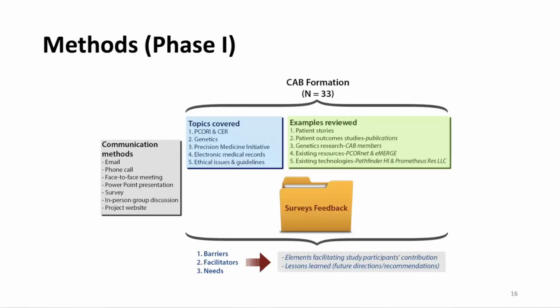First, we formed a community advisory board. We used a variety of communication methods for feedback collection. We shared information about different topics, including outcomes research, genetics, precision medicine, electronic health records, and ethical issues, and reviewed a few examples of patient stories, relevant publications, and resources. We collected and processed feedback to identify the barriers, facilitators, and needs as shown in this figure.